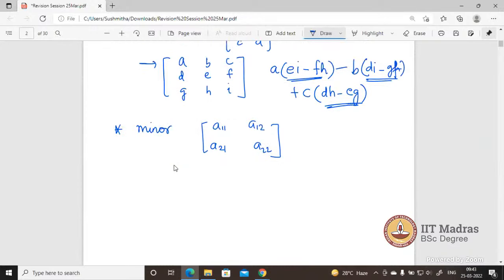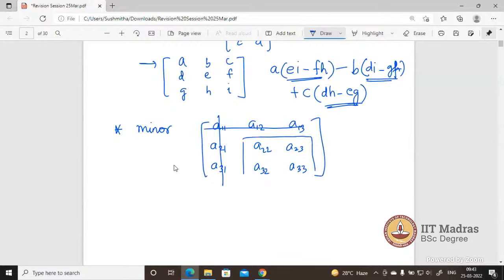In the 3 cross 3 case, we have A11, A12, A13, A21, A22, A23, A31, A32, A33. So what is the minor of A11 here? It is the determinant of A22, A23, A32, and A33. You take the determinant of this matrix. And what is the minor of A12? The determinant of A21, A23, A31, and A33. And similarly for A13, it would be the determinant of this portion.